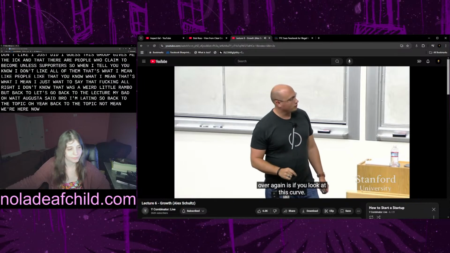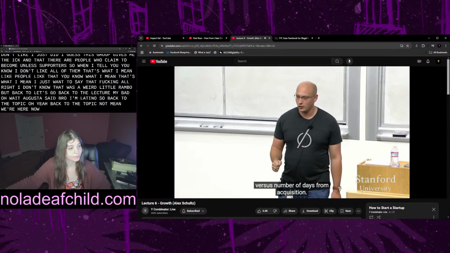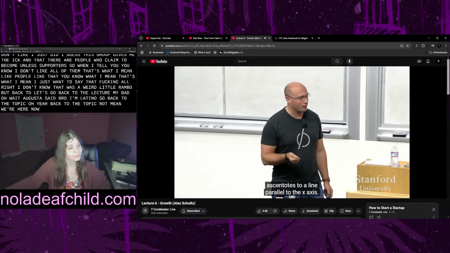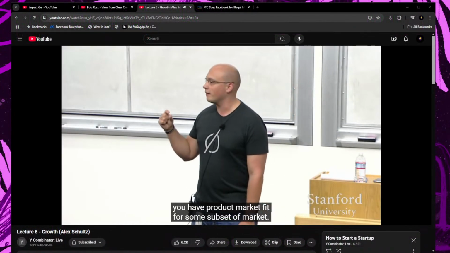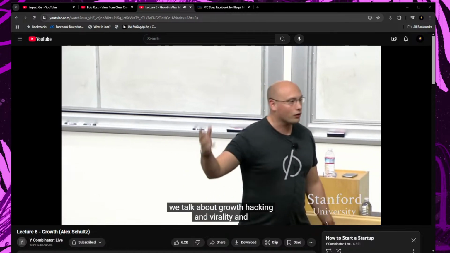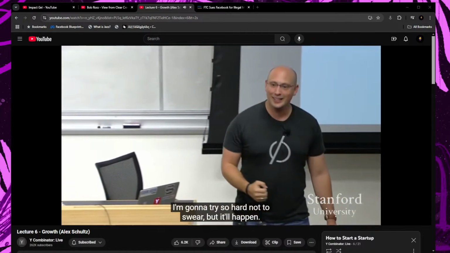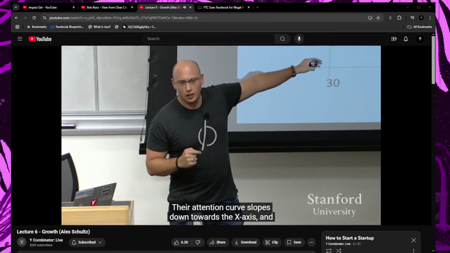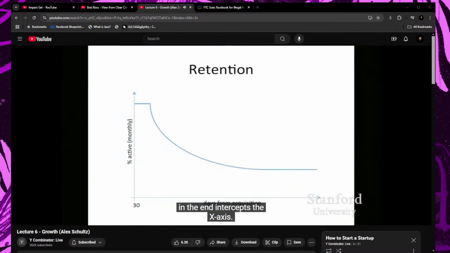If you look at this curve, percent monthly active versus number of days from acquisition, if you end up with a retention curve that asymptotes to a line parallel to the x-axis, you have a viable business and you have product market fit for some subset of market. But most of the companies that you see fly up, who talk about growth hacking and virality and all of this other stuff, I'm going to try so hard not to swear, but it'll happen, their retention curve slopes down towards the x-axis and in the end intercepts the x-axis. Now, when I show this chart to most people, they say that's all well and good.